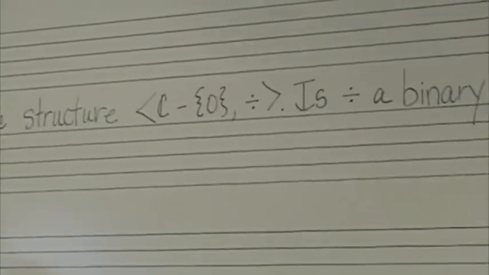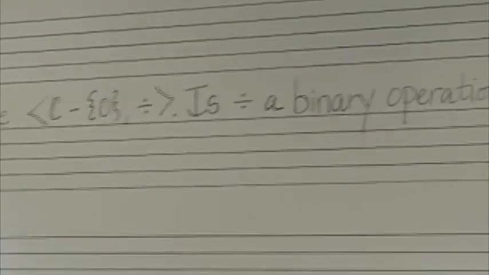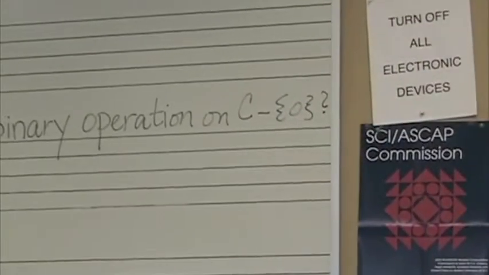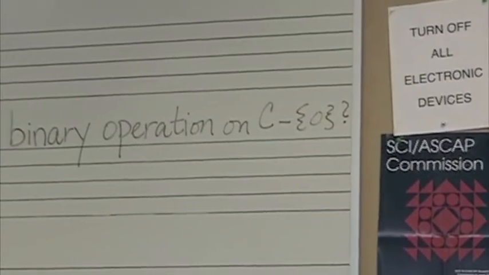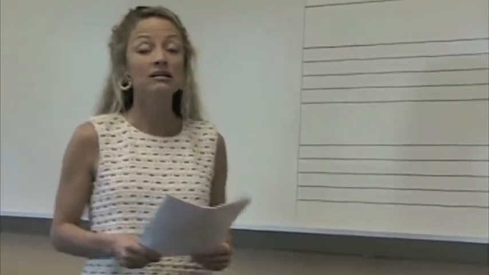Consider the structure of the complex numbering system, minus 0, under division. Is division a binary operation on the structure of complex numbers minus 0? Well, the first thing I have to say is, of course it is, because to be a binary operation, you just have to have two operands. I believe that you'll find it's closed on the complex numbers minus 0.